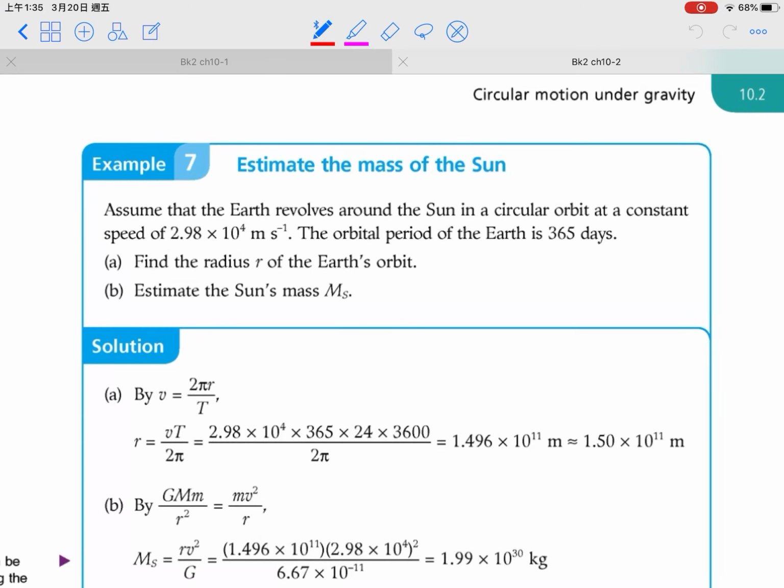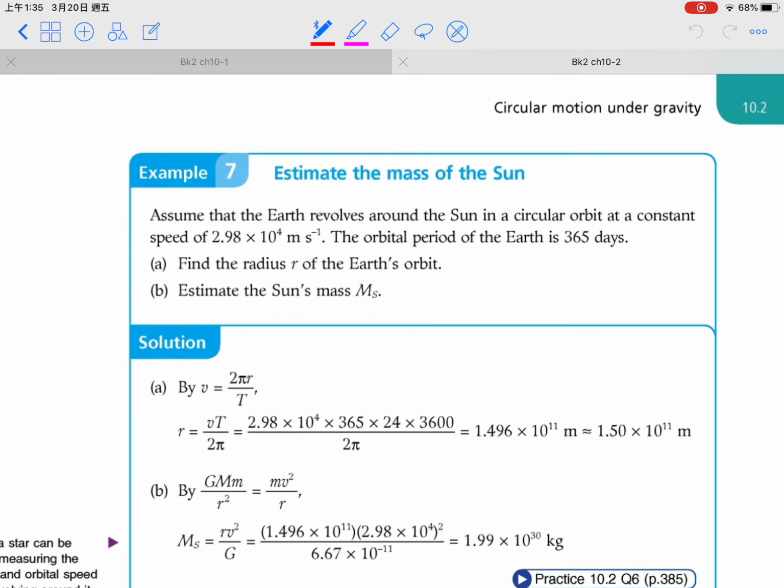Now let's go to example 7. Solar system here. Assume the Earth revolves around the Sun in a circular orbit. In our DSE, we will only think about circular orbits at a constant speed, and we know the period of the Earth is 1 year. Find the radius of the Earth's orbit.